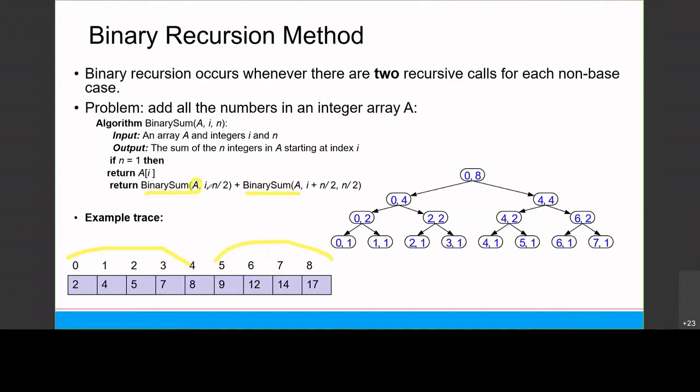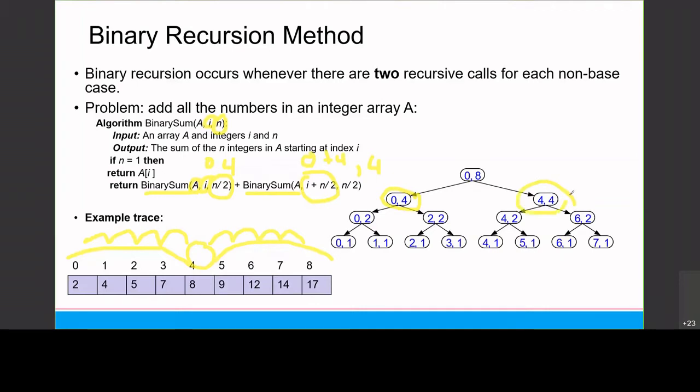We have the A, which is the array from I. Let's say I have 0 for I and 8 for N. Then I can do the next, which is A, 0 and then N divided by 2. N is 8 divided by 2, so it is 4. So we will go from the index 0, 1, 2, 3, and 4, plus the binary sum of A from I plus N divided by 2. I is 0, 0 plus 4, and then N divided by 2, 4. So we will move from the index 4 and then plus 1, 2, 3, 4, like that one.